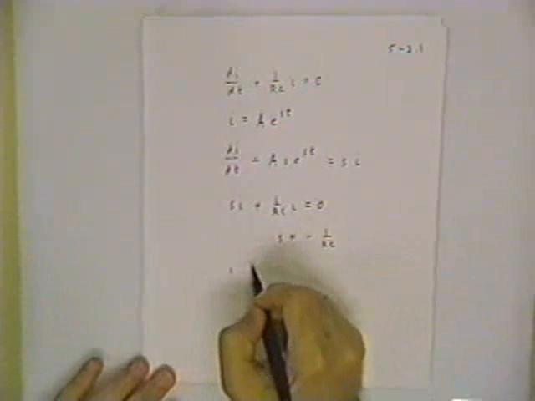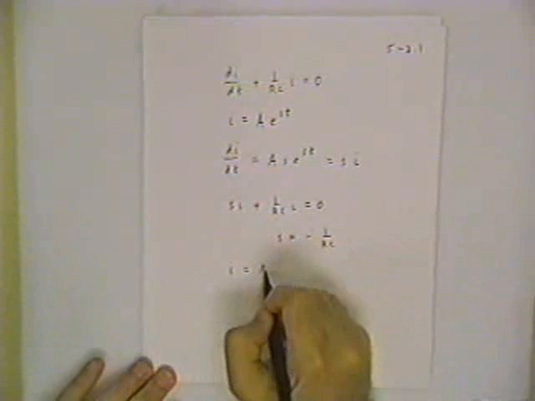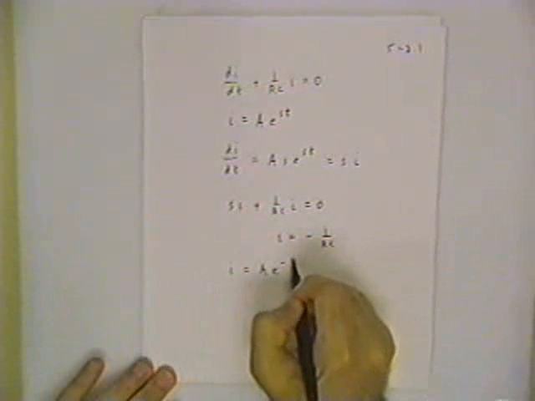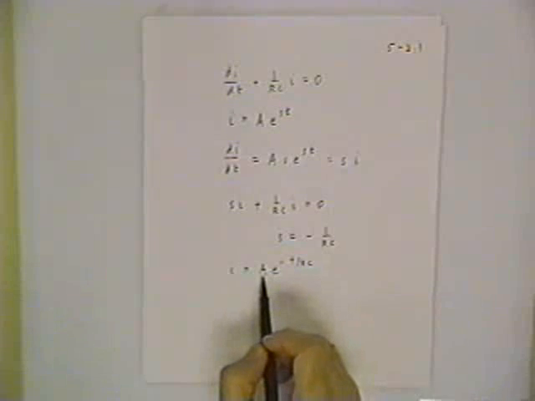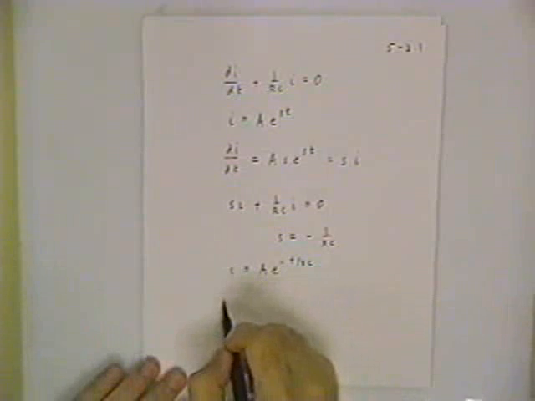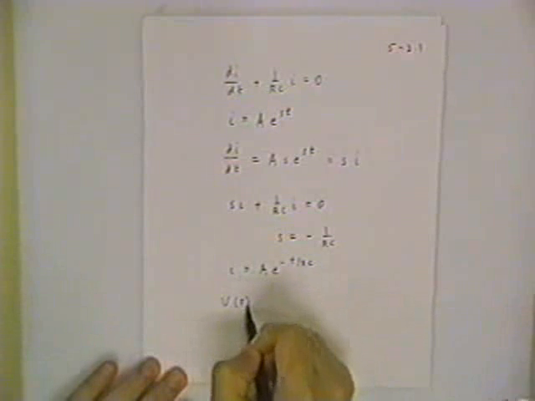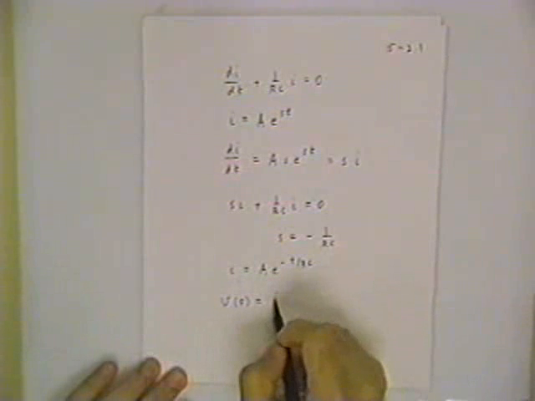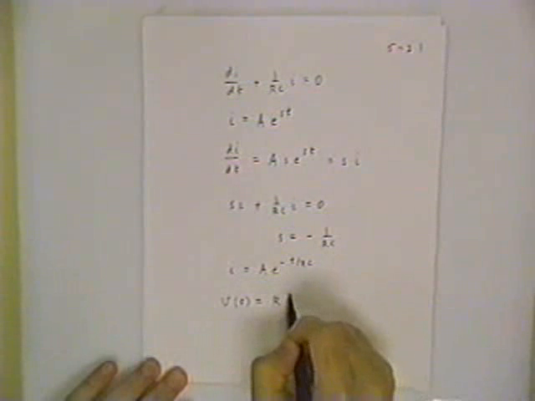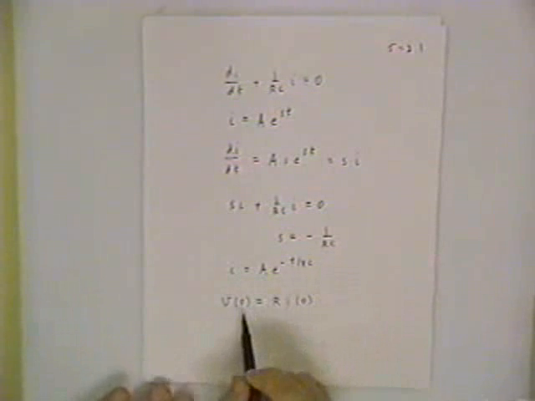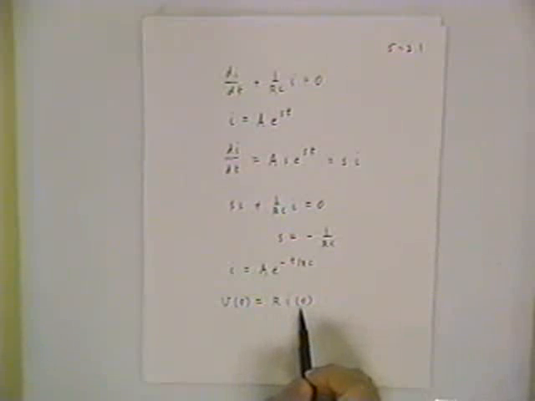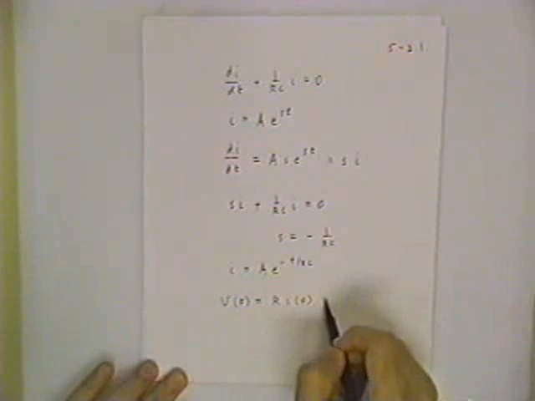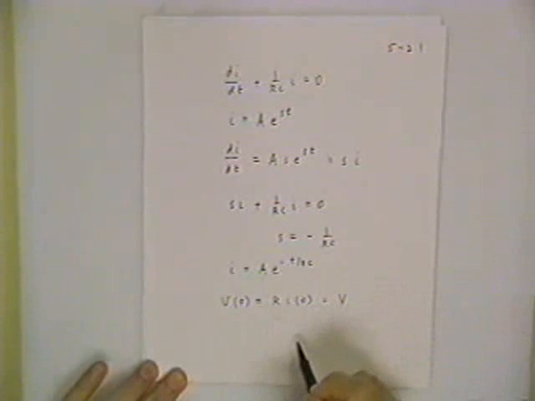What we can do now is come back to the equation I of t, A e to the minus t over RC. Now all we have to do is figure out what is this constant A. And we can get that from the initial voltage. V of 0 is equal to the resistance times I of 0, and we know that because the voltage on the capacitor is the same as the voltage on the resistor. They happen to be in parallel. And this is, in turn, V volts.